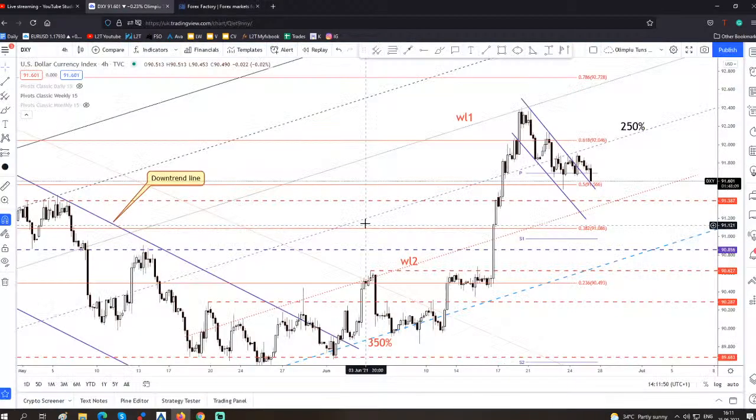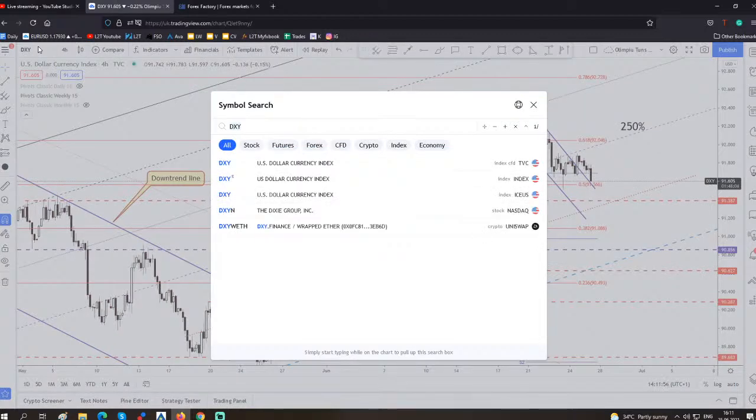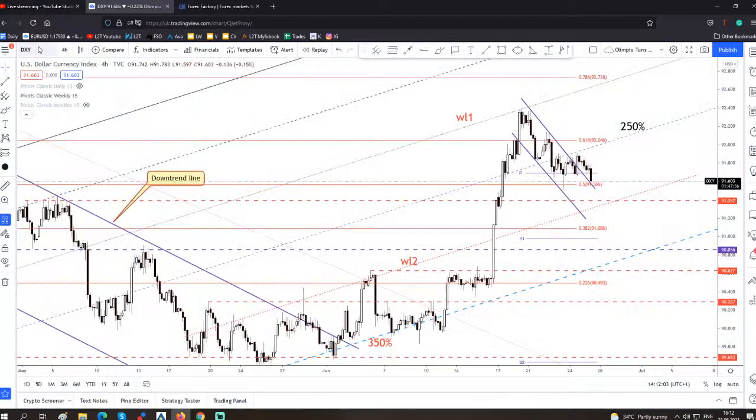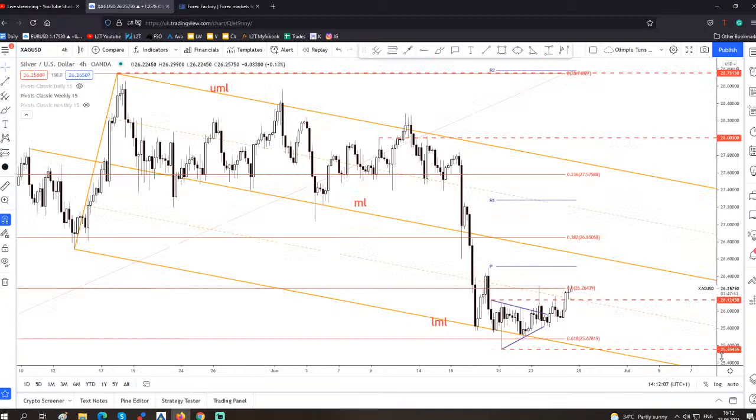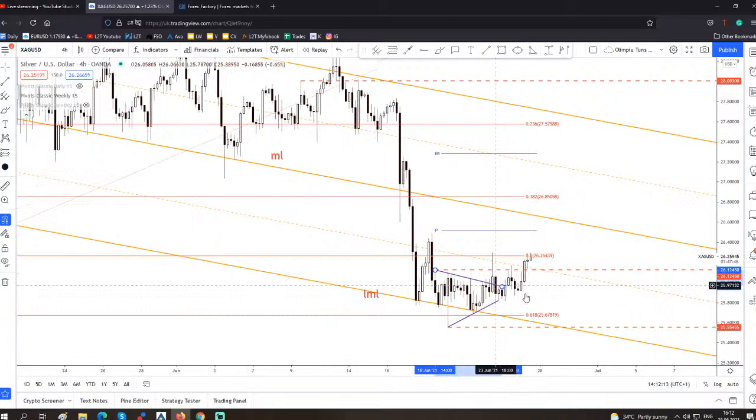So I will take a look at silver as well. Let's take a look at silver right now. The price of silver is trading in the green here. It has escaped from this minor pattern, a minor triangle. Right now it has jumped above 26.12, and now it's pressuring the 50% retracement level.